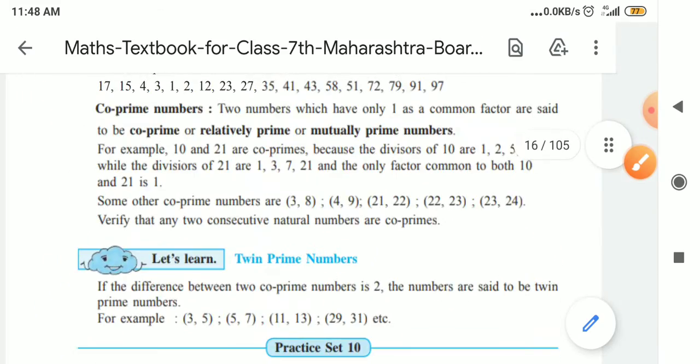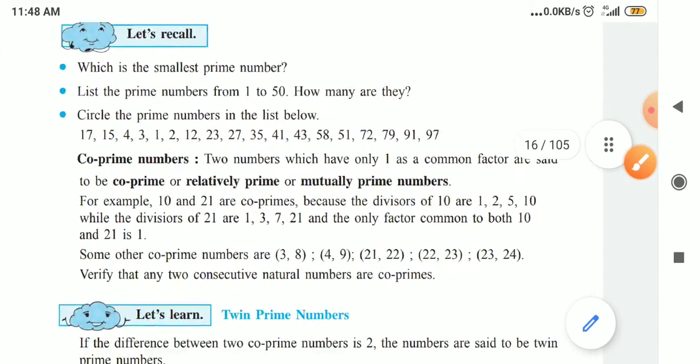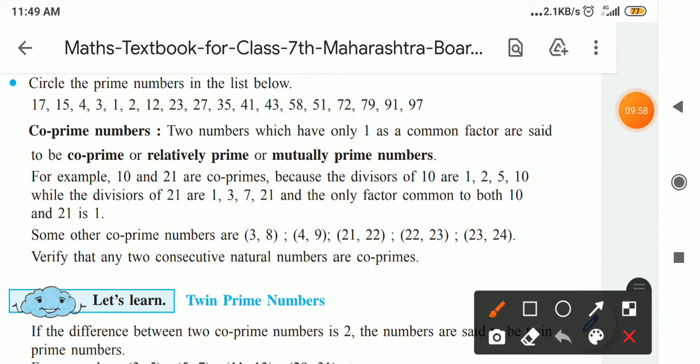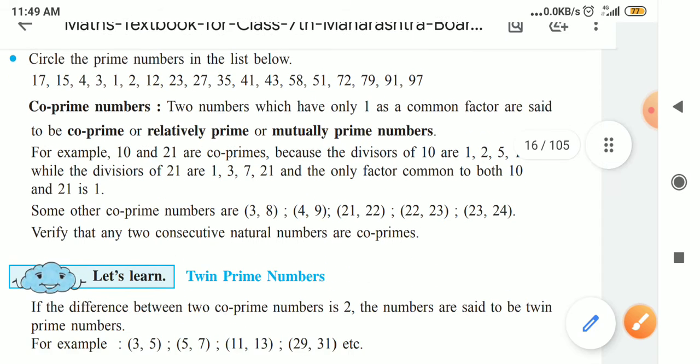Next are the co-prime numbers. Once you understand prime numbers, the next point is co-prime numbers. So which are the co-prime numbers? Two numbers which have only 1 as a common factor are said to be co-prime numbers. Relatively prime and mutually prime numbers are also included in co-prime numbers.